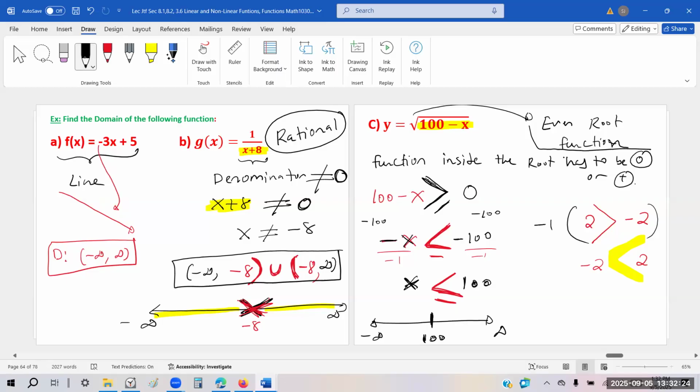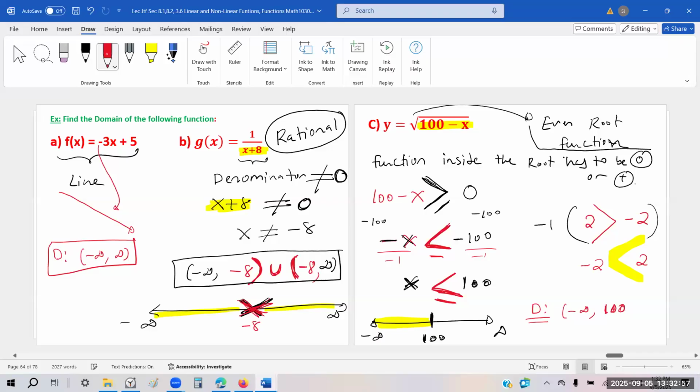So this is my 100 on the number line. What numbers do we have that are smaller than 100? On the left side or the right side? Numbers between 100 and negative infinity. So what's the smallest x value you can substitute? Negative infinity. So the domain is negative infinity to 100.